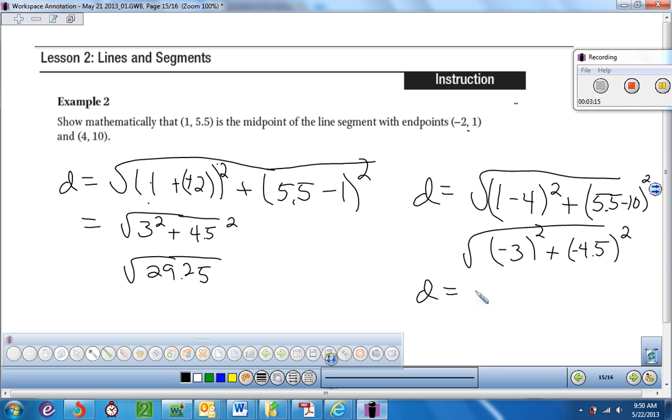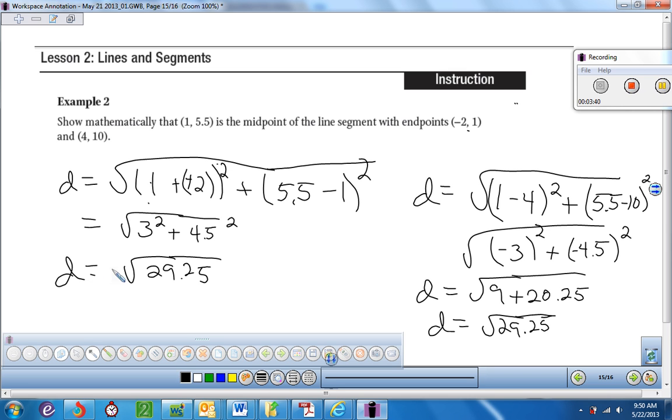So we end up with distance is equal to 9 plus 4.5 squared, which is 20.25. And so we end up with the same distance, which it should have been. So the distance between 1 and 5.5 and -2, 1, and 1 and 5.5 and 4, 10, these are the same. So the distances are the same, so that would be the midpoint of this.